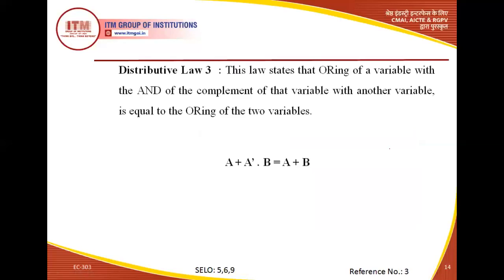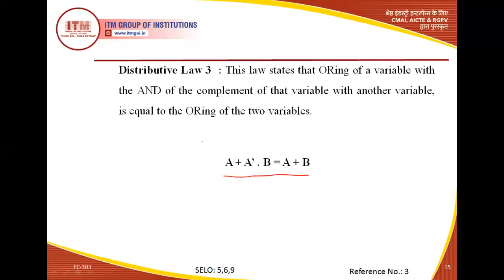Now we discuss the third law, that means the distributive law, which states that the ORing of a variable with the ANDing of the complement of that variable with another variable is equal to the ORing of the two variables. That means A plus A dash B equals A plus B, or we can also say A plus A bar B equals A plus B. So it is also one of the important laws, that means the distributive law. Third, A plus A bar B equals A plus B.